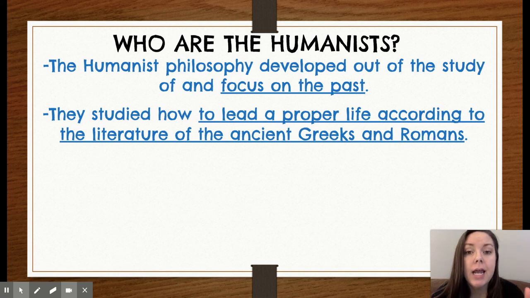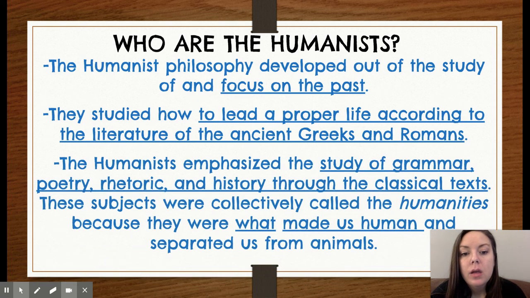Now the people had this downtime, they were able to learn Latin, they were able to learn Greek, and they were reading texts left to us by the ancient Greek and Roman cultures. And they were like, this is how to lead a great life. So let's start doing that. They emphasized the study of grammar, poetry, rhetoric, and history through those classical texts, things written by Romans and Greeks.